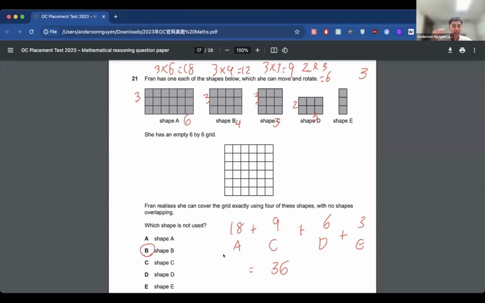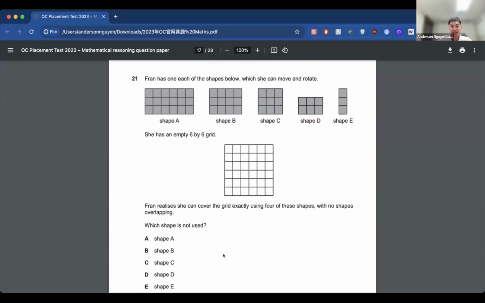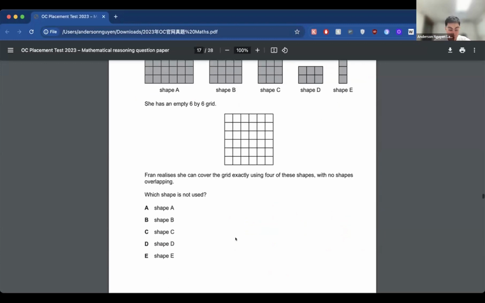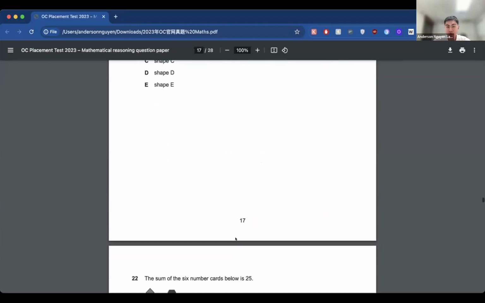Right? So if you couldn't think of that, then once you started trial and erroring, you'll reach that point anyway. But needless to say, if you had decided to try piece them together one by one and shade them in, it would have taken a lot of time. So when it comes to filling in grids, simply adding up the squares would help you out. So 21 is going to be B, that's not used.